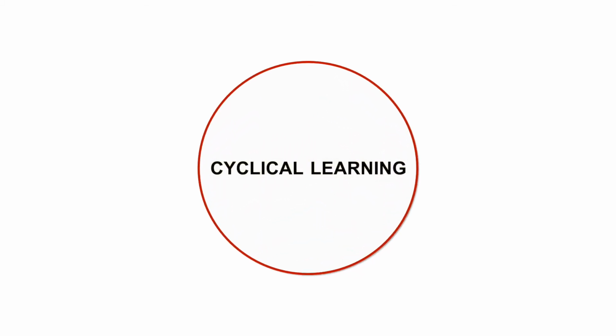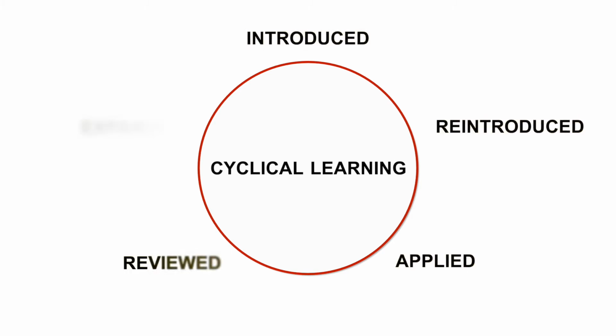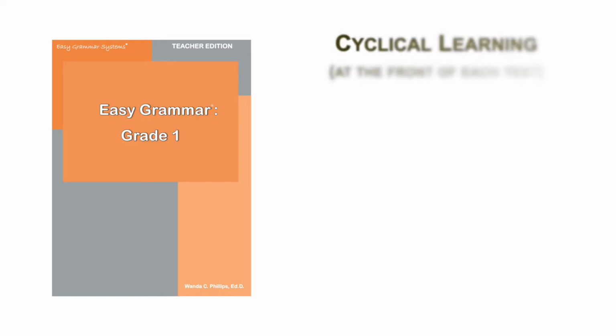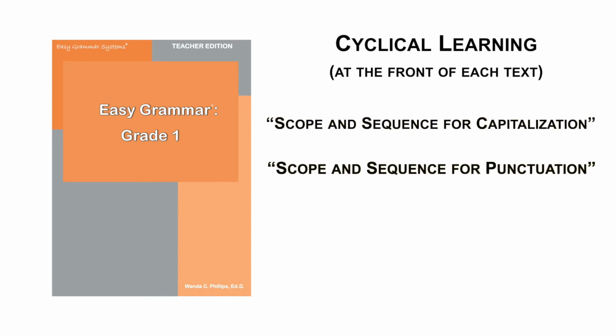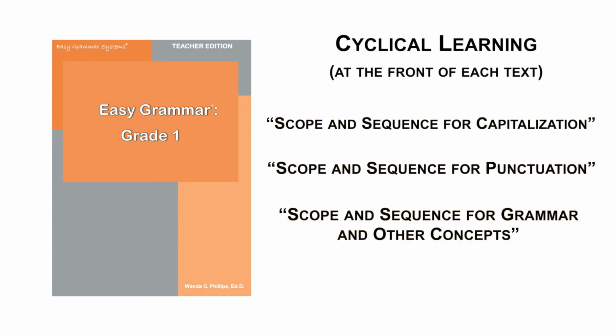In this process, skills and concepts are introduced, reintroduced, applied, reviewed, and expanded throughout. This order varies. Allow me to show you a different type of cyclical learning. As an instructor, you need to be informed about what skills or concepts are addressed and when. Therefore, I have written and placed at the front of each text 3 content and sequence sections, 1 for capitalization, 1 for punctuation, and 1 for grammar and other concepts. These also detail the exact lessons where the various skills and concepts can be found.